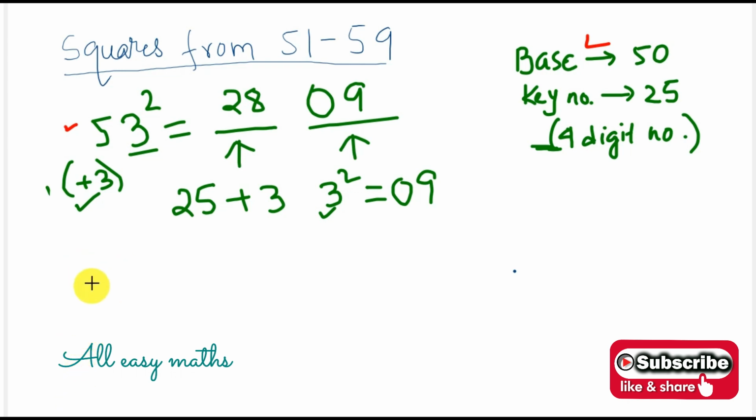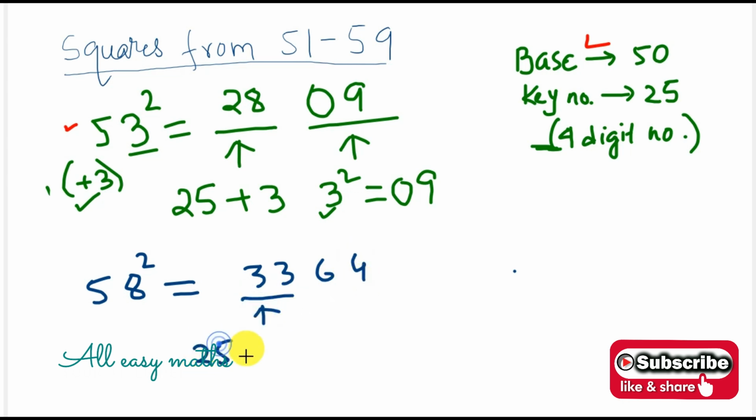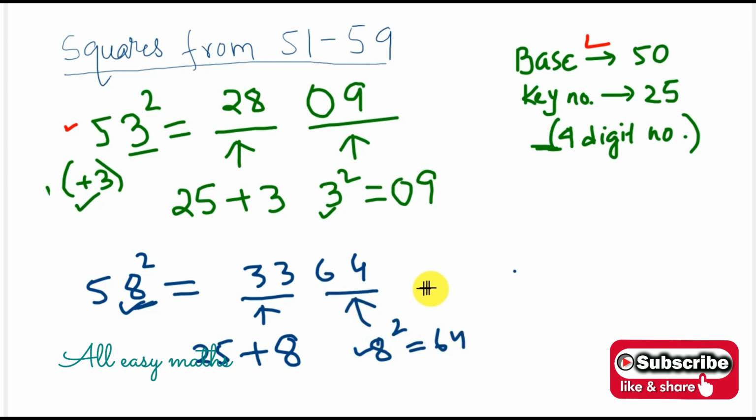Now let's go for some more examples. Let's say 58 square. Very quickly, how are we going to calculate? The answer is 3364. Key number 25 plus 8, since 58 is 8 greater than 50, so 25 plus 8 is 33. For the last 2 digits, it would be 8 square. 8 square is 64, and that's how we calculate the square.